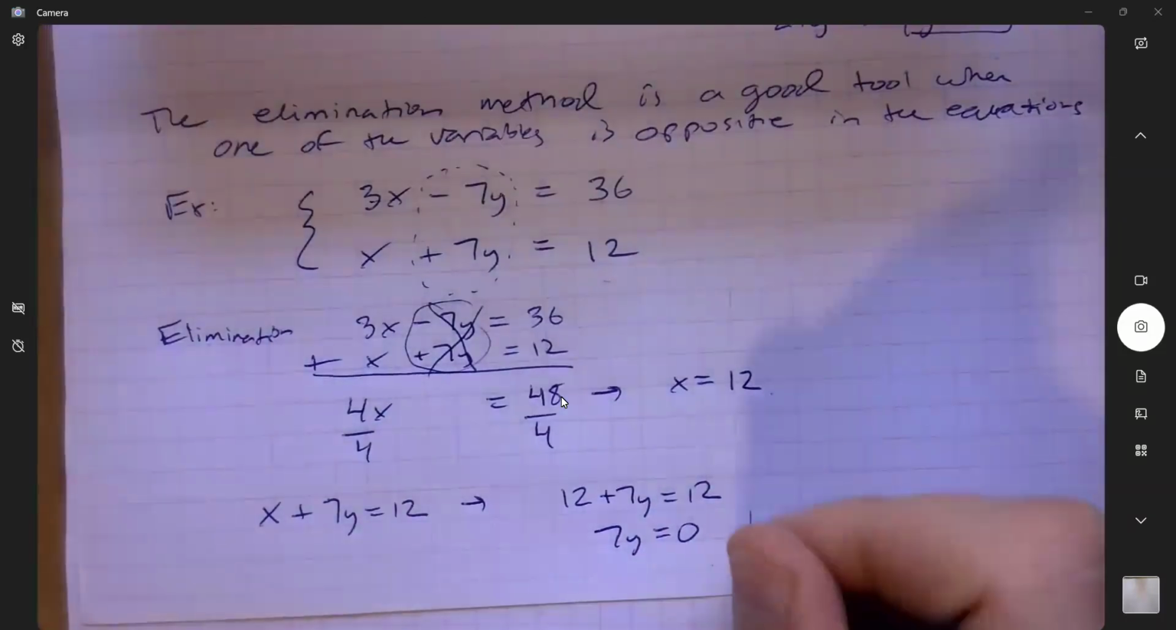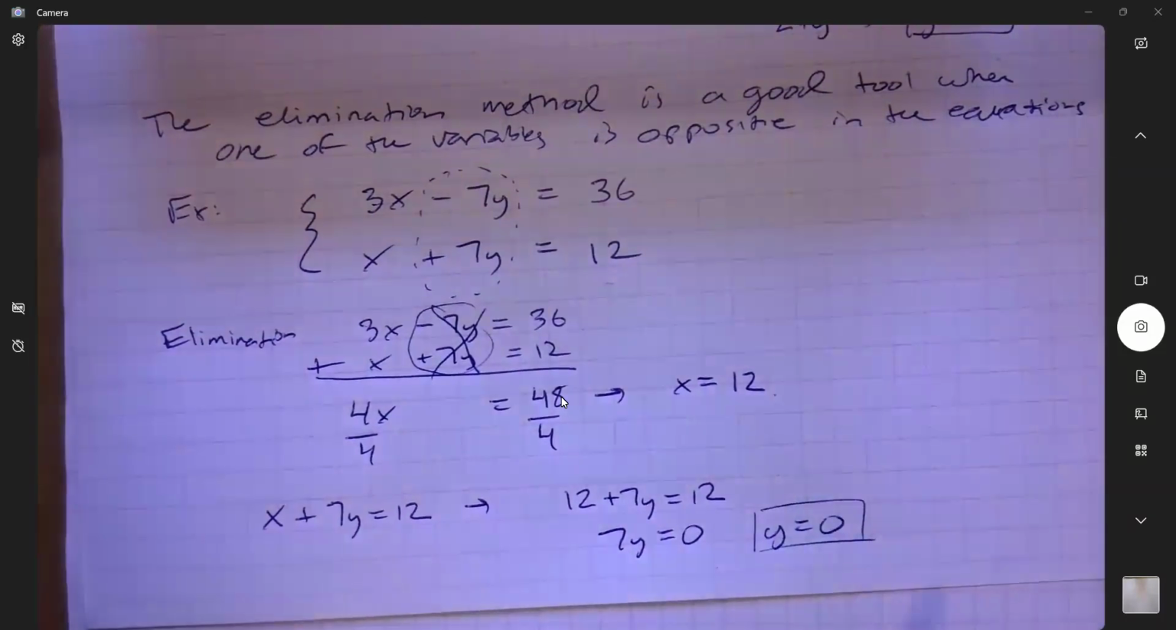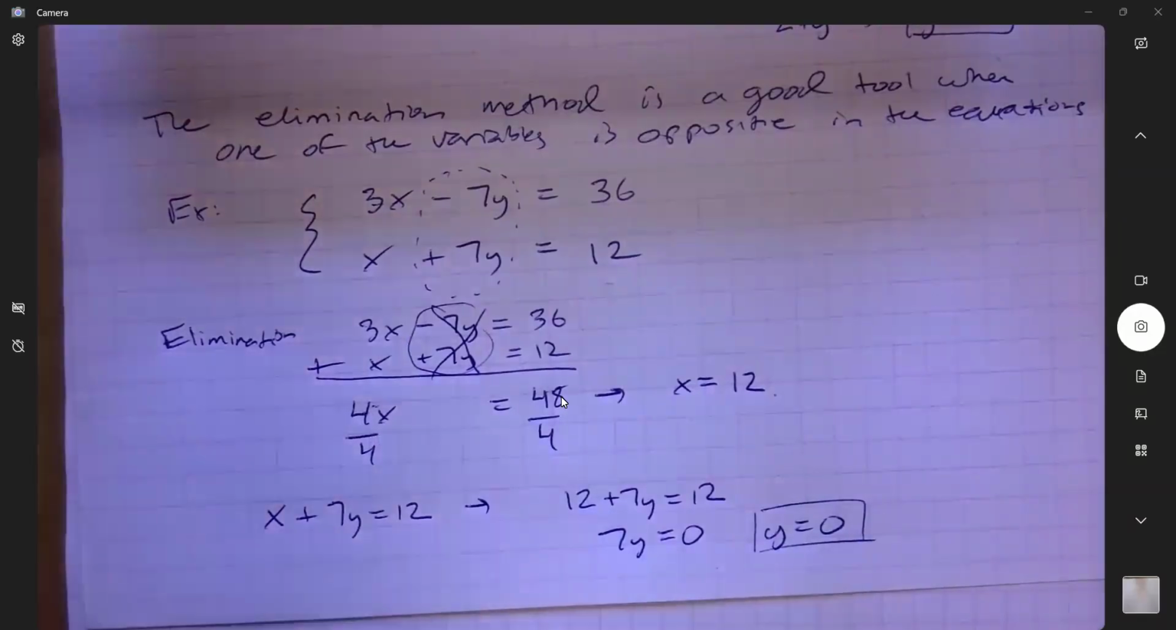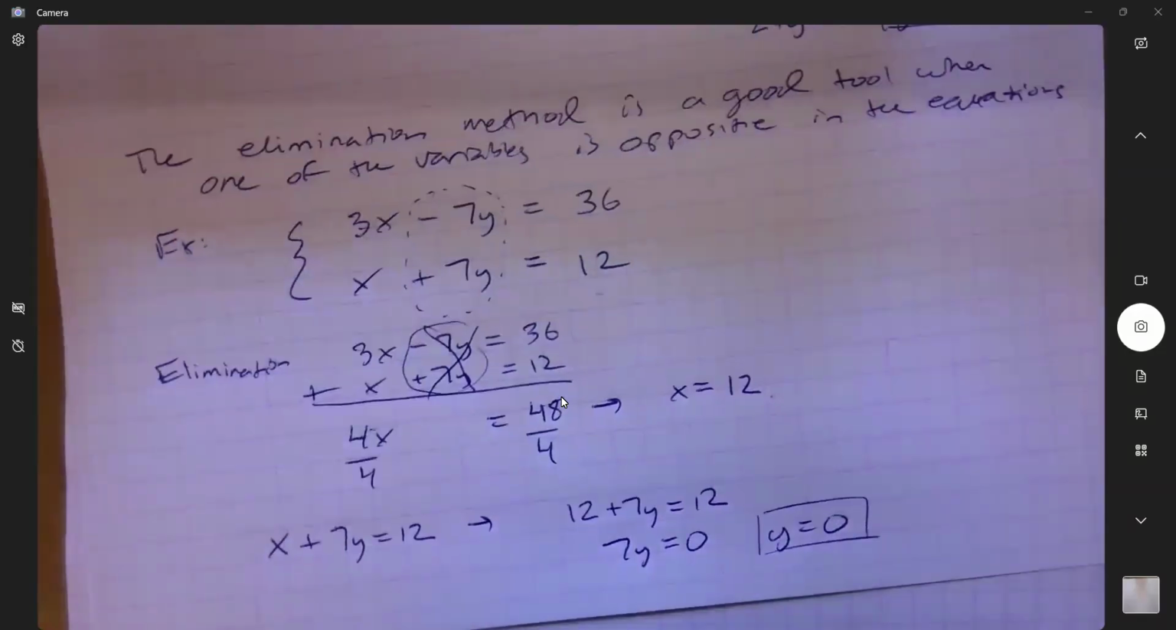You don't always get that y equals 0, but what you do get when you eliminate is a very simple equation to solve. All right, here's an example where it's not a useful tool.